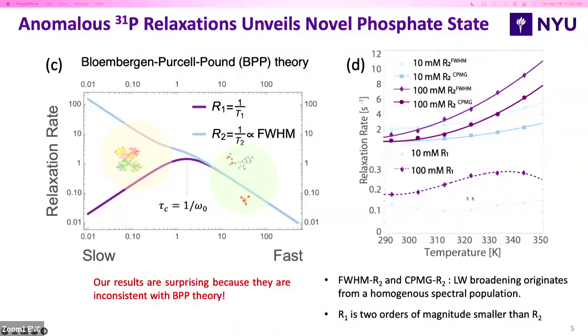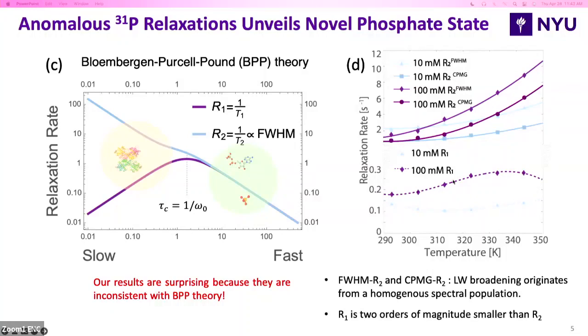And then let's look at the R1 measurements. We measured the R1 for the orthophosphate solution with different concentrations as well. And we also observe some unexpected trends and values. As illustrated in BPP theory, small molecules tumble in the fast motion regime, and their R1 and R2 are expected to be monotonically decreasing, and R1 is expected to coincide closely with R2.